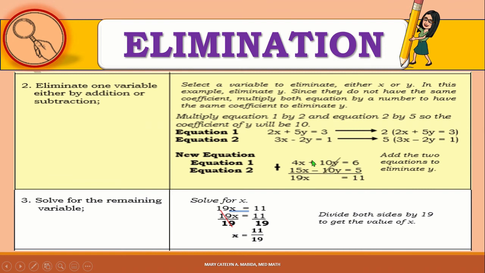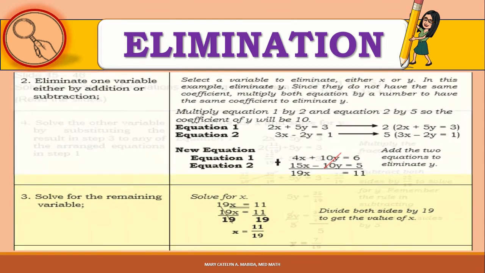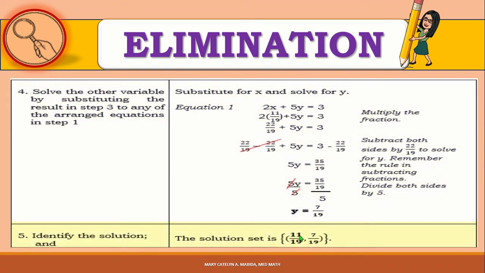Now, we can eliminate y by adding the equations together. What's left is 19x is equal to 11. This time we solve for x, which is 11 over 19. Then we are going to substitute for x and solve for y in any of the equations. This time we choose equation 1 and we get y is equal to 7 over 19. Therefore, our solution set is 11 over 19 and 7 over 19.